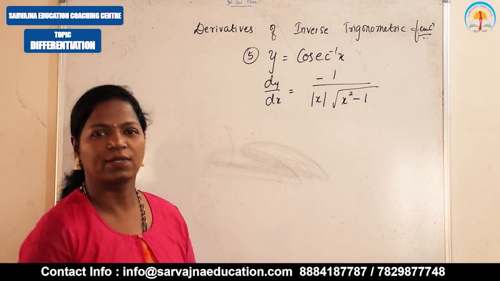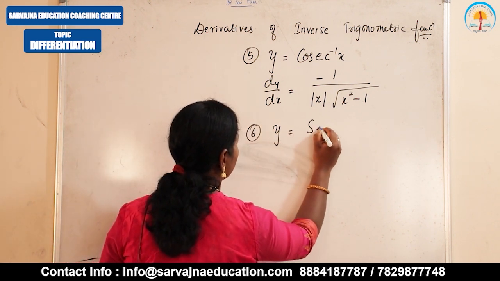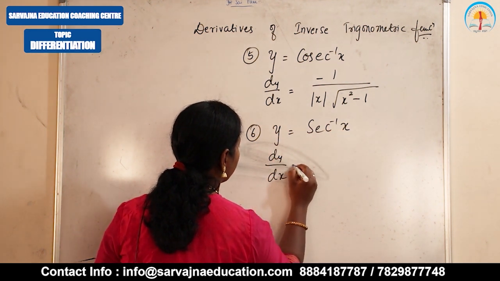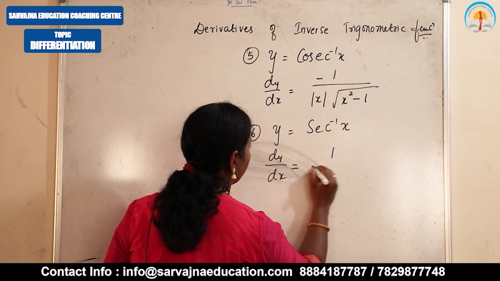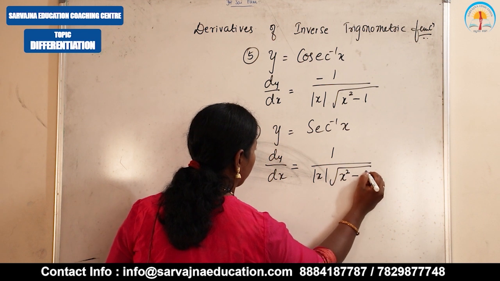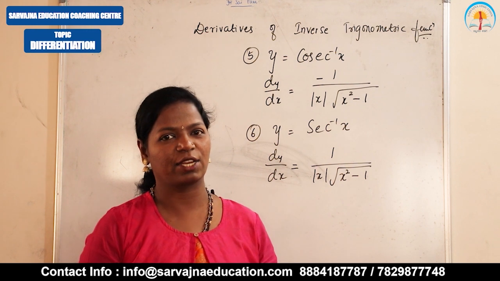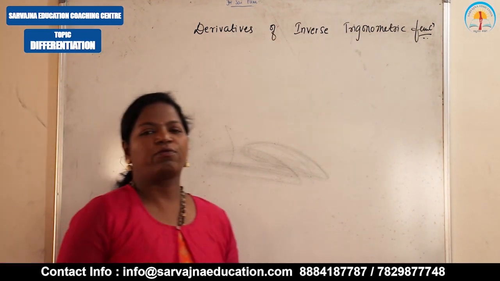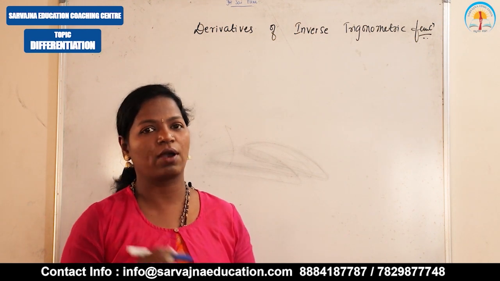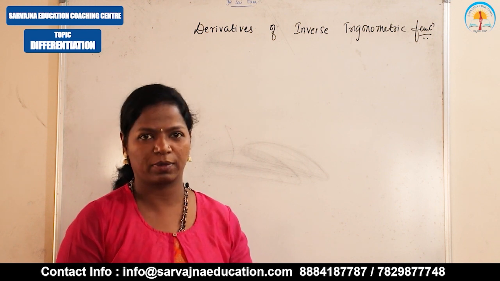Sixth one, y is equal to secant inverse x. So dy by dx of secant inverse x is 1 divided by mod x root x square minus 1. Same formula, only the difference is the negative symbol. In the fifth and sixth, cosecant inverse x and secant inverse x, I have used mod x, right? You can write mod x or else only x, not a problem.